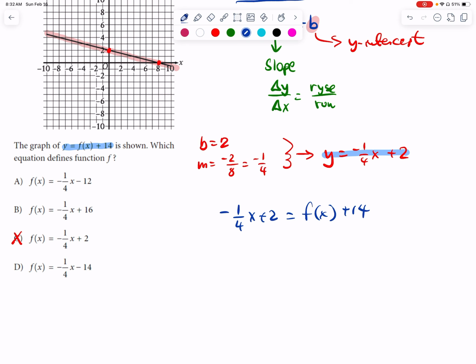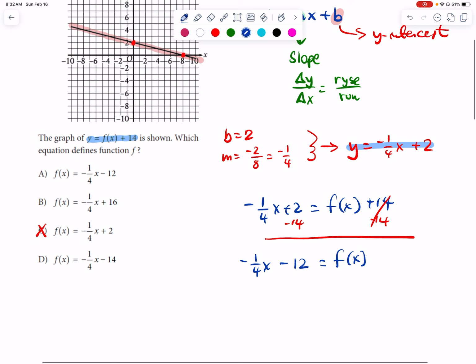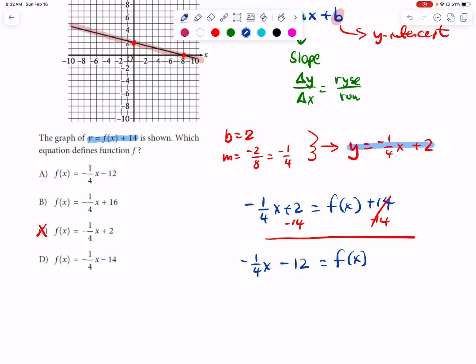To solve it for f of x, all I have to do is subtract the 14 over here to the left-hand side. Minus 14. And these cancel out, giving me that f of x is equal to negative 1/4 x still. And then 2 minus 14 gives me negative 12, which is answer choice A.